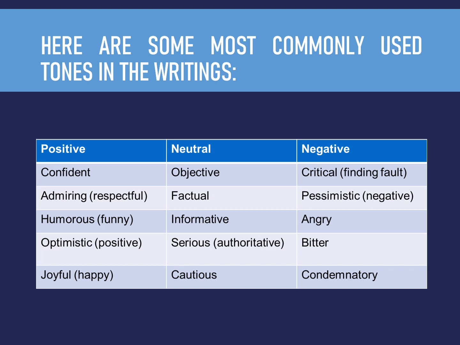Here are some most commonly used tones in the writings. Under positive tone, we have confident, admiring, more to the respectful tone, humorous, funny tone, optimistic is positive tone, and then joyful is happy tone. And under neutral tone, we have objective, factual, informative, serious or more to the authoritative tone, and also cautious. And under negative tone, we have critical, to find fault. Pessimistic is more to the negative tone, angry, bitter, and also condemnatory.